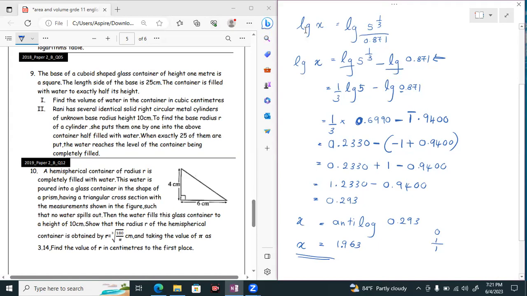The base of a cuboid shaped glass container of height 1 meter is a square.